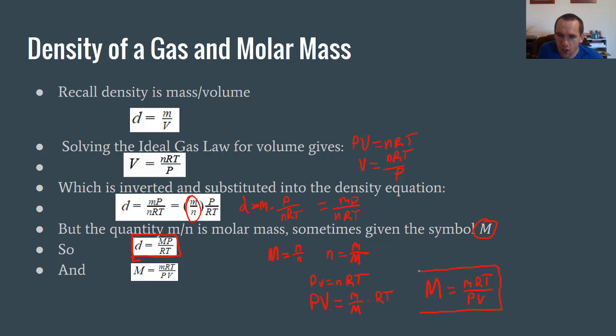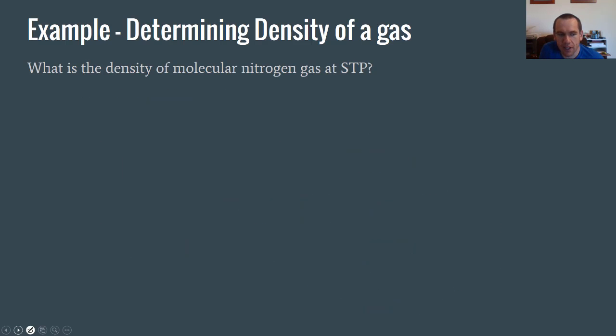If we know the mass of the gas and we know temperature, pressure, and volume, we can use this equation, which is just a simplification of the ideal gas law and density, to find the molar mass of the gas, which could help us identify it. We'll look at an example that does that.